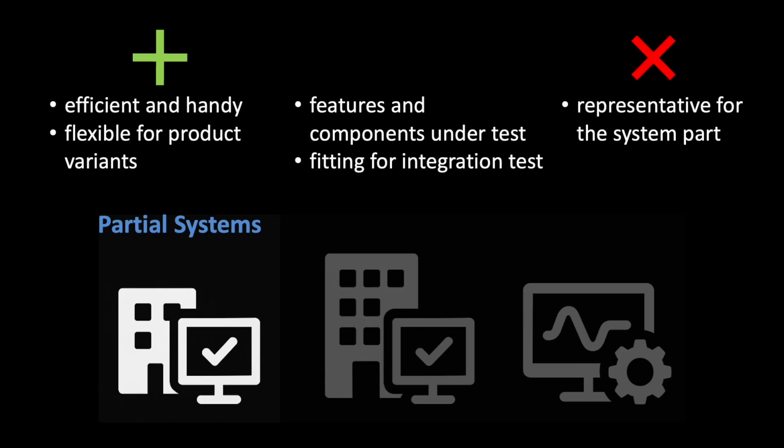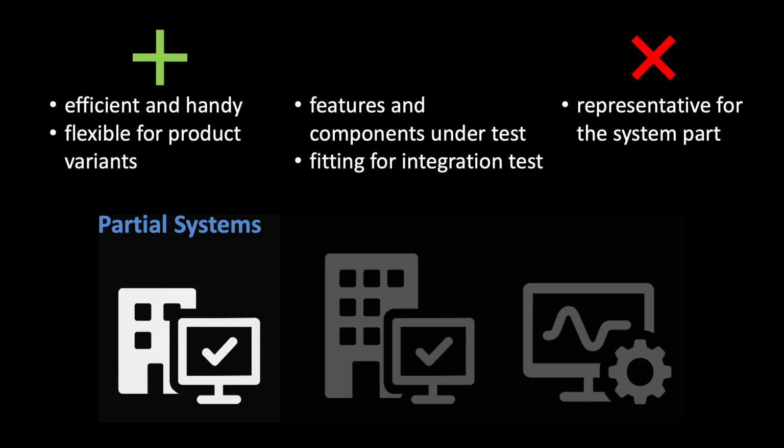And besides the full system, there is of course also a partial system. Because for tests, it's not always necessary or even beneficial to have everything in place when testing. Especially integration tests may only require certain parts of the systems, which are in the individual cases then integrated. Therefore, the test infrastructure is more efficient and handy when comparing it with the full system. And it also can be flexible for certain product variants.